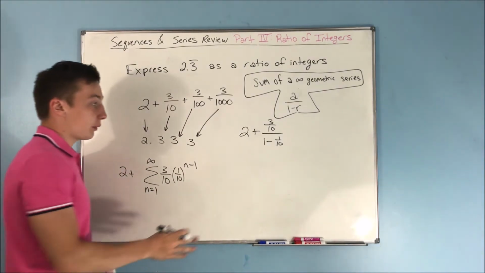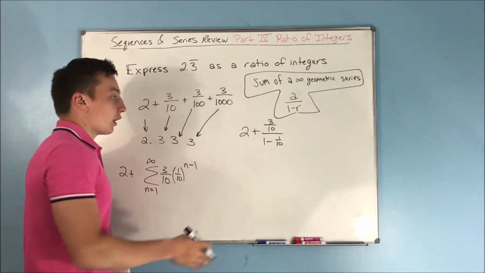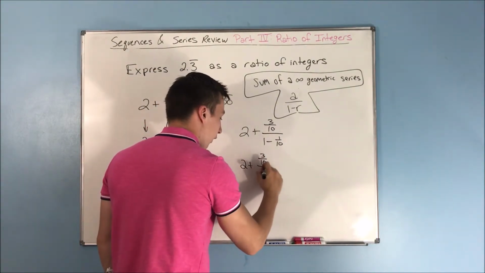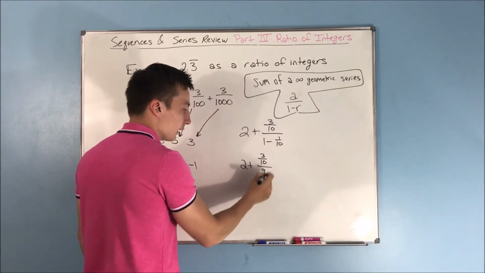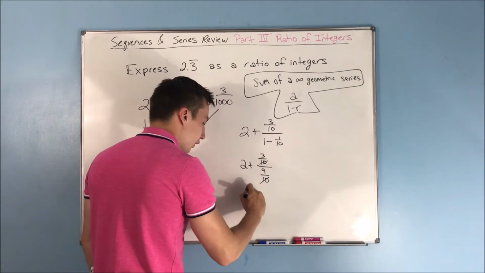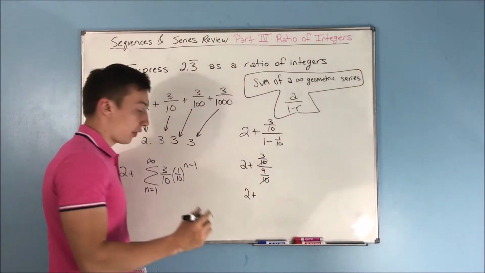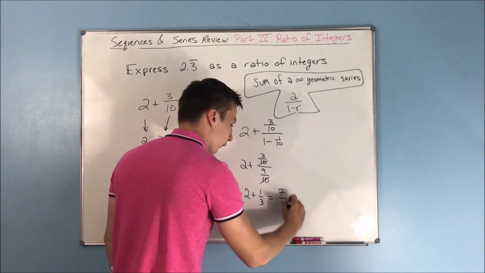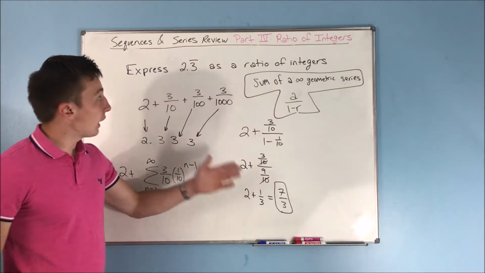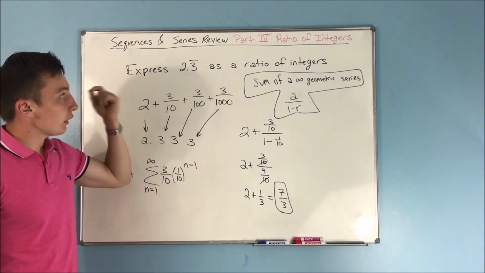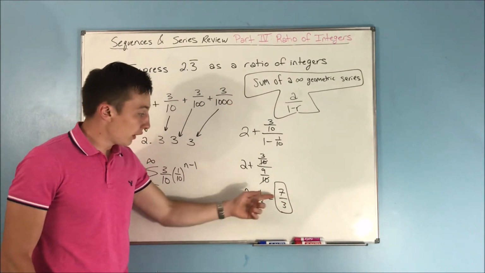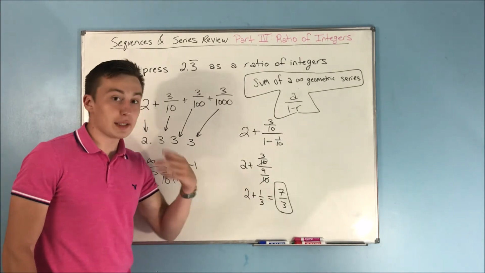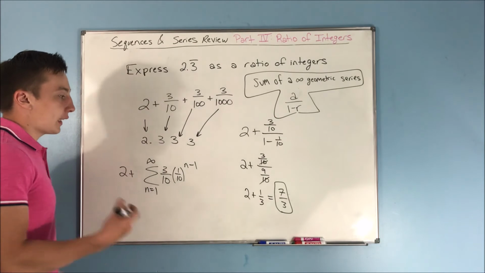So this right here is going to be our answer. Of course, we have to simplify it first. It's going to be a 2 plus 3/10 over 9/10. The 10s are going to cancel out, and you're just left with 2 plus 3 over 9, which is 1/3. And we know that 2 plus 1/3 is going to be 7 over 3. And that is 2.3 repeating expressed as a ratio of integers. This is a ratio, 7 to 3. 7 is an integer, 3 is an integer. So that's kind of what we're talking about here.